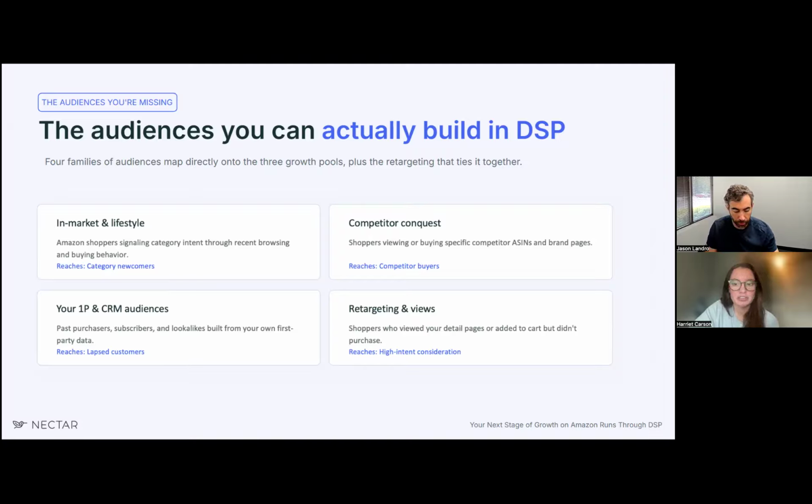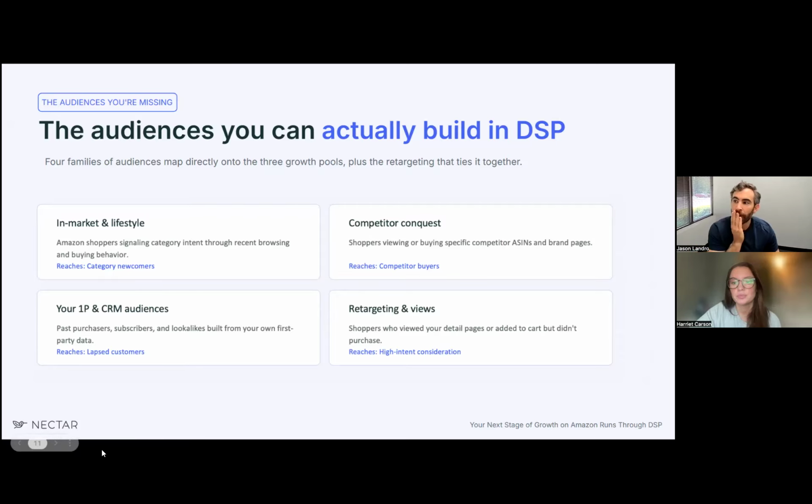Every mature DSP strategy uses some combination of these four audience types. The mix changes depending on your objectives, but together they allow us to really influence customers throughout the buying journey rather than waiting until they're actively searching.